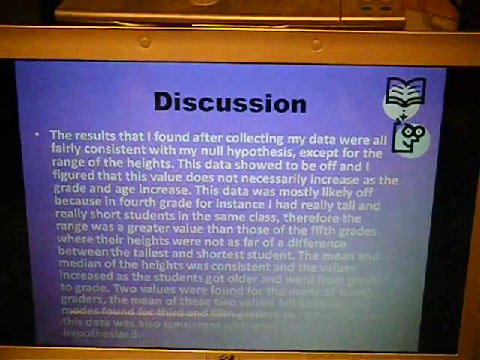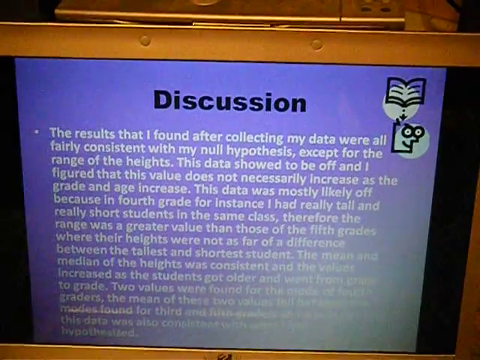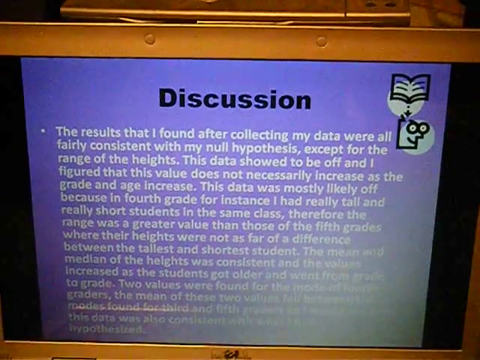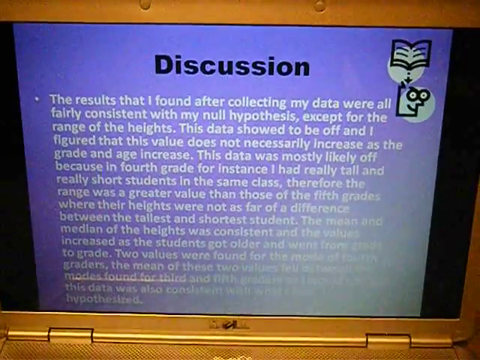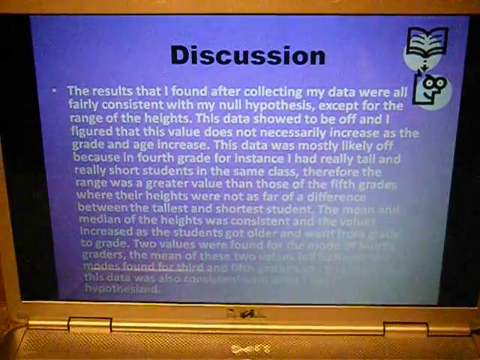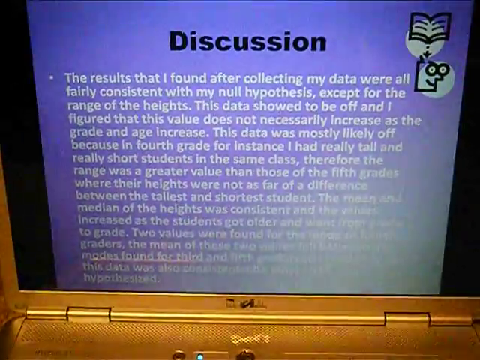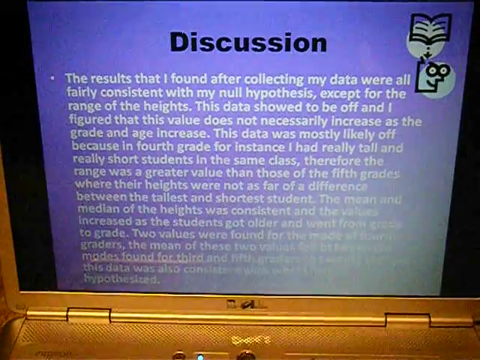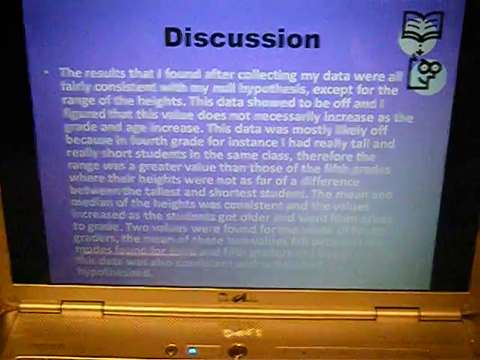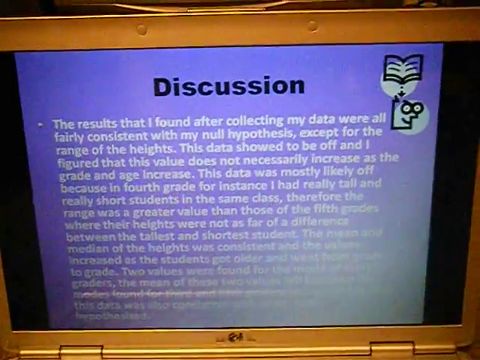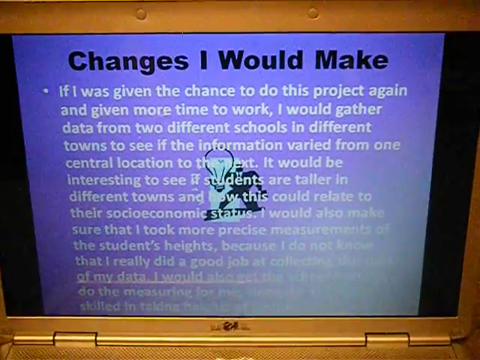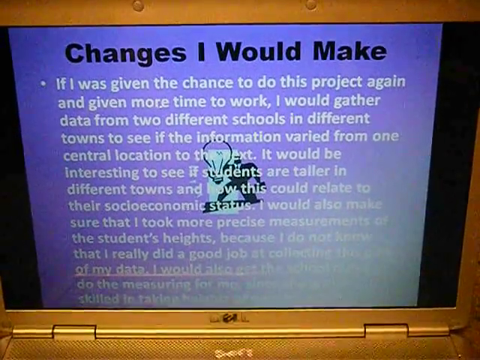The results that I found after collecting my data were all fairly consistent with my hypothesis, except for the range of the heights. They were off a little bit because you can't really always tell, because they don't necessarily increase by the age and grade level. So I just kind of talked about what I found. And then I talked about the changes that I would make if I was to do this experiment again.